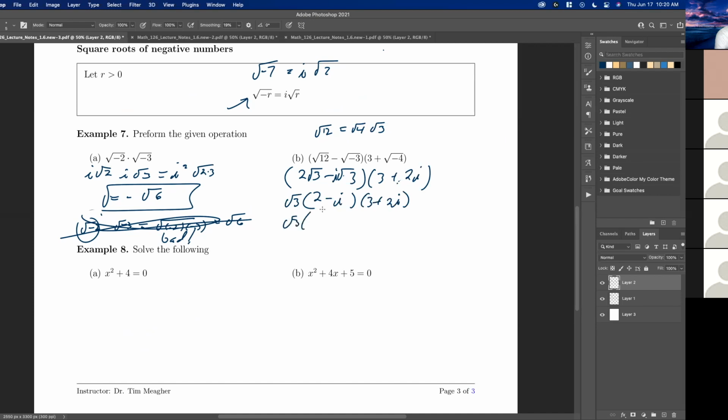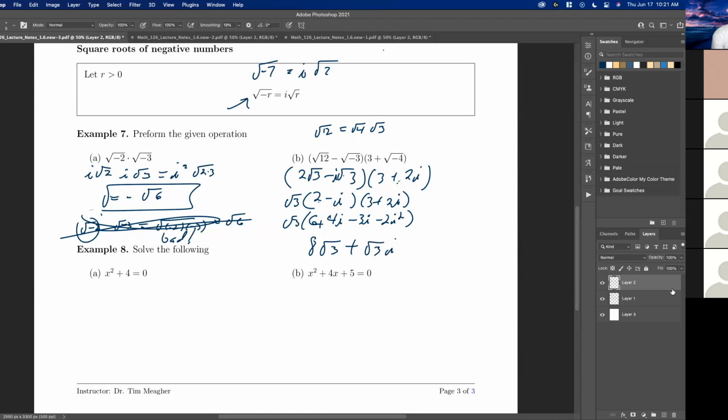So √3 times: 2 times 3 gives me 6, plus 4i, minus 3i, minus 2i². All right, so 6 minus 2i², and this i² becomes negative 1, so this becomes plus 2. So we have 8 multiplied by the square root of 3, plus, we have a 4i here minus 3i, so this becomes 1 times the square root of 3, √3 i.